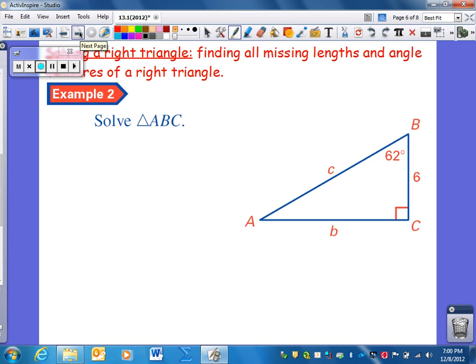All right, I believe we have 2 more examples and then we're done. We're going to ask you to solve a right triangle. What it means to solve a right triangle is you have to find all angles and all side lengths. So we'll start with the easiest one first. We'll start with the measure of angle A. Let's hold that for a minute to write it down.